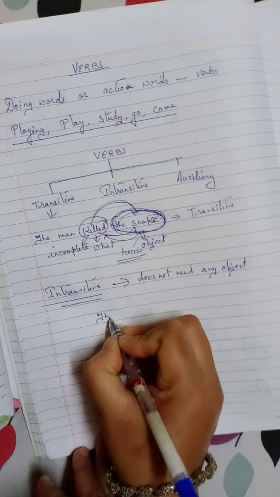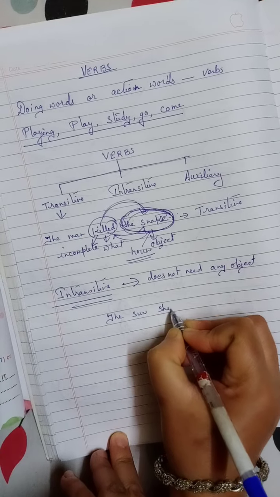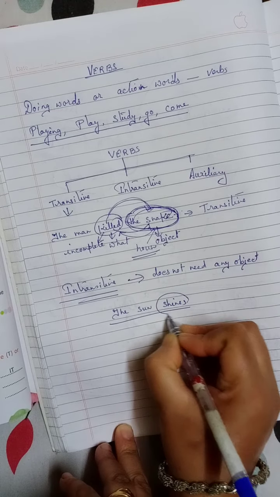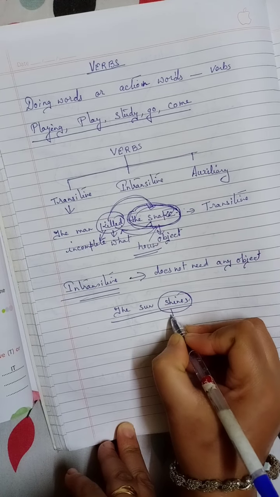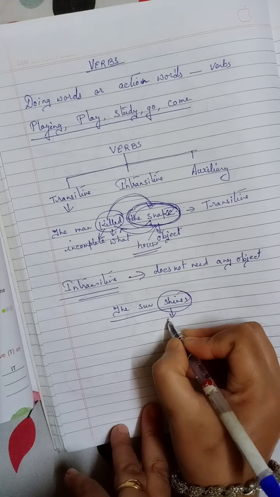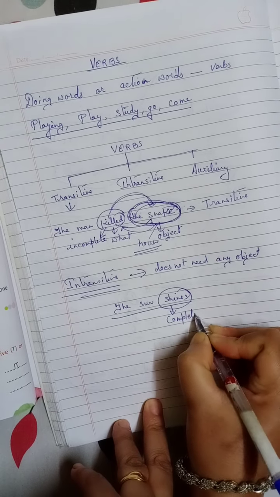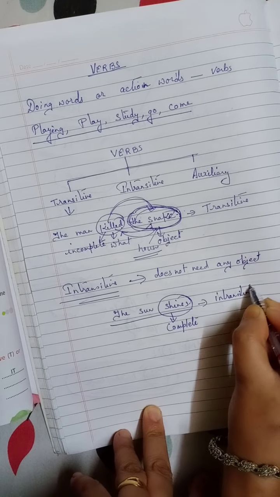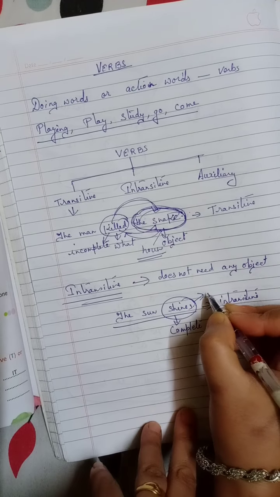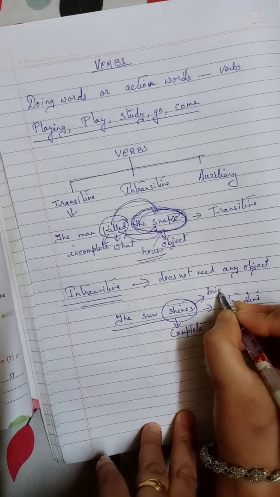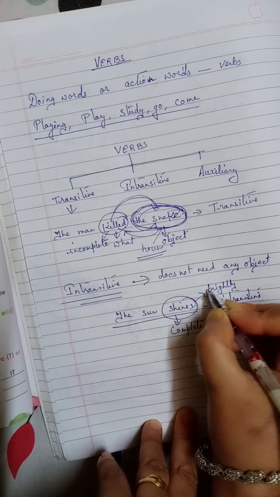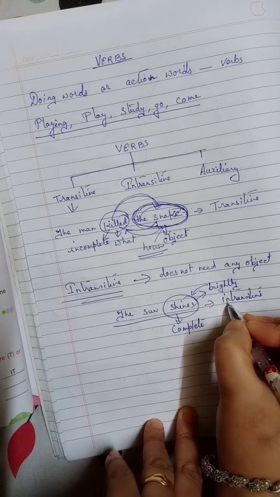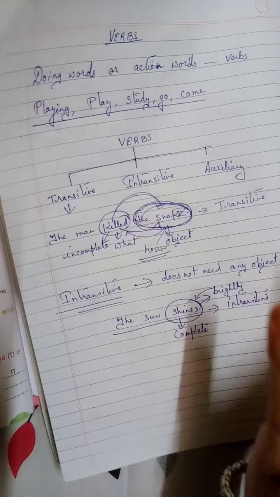I can say the sun shines. Now, the sun shines is a complete sentence. So shines is actually giving the complete sense. It is not an incomplete one. So we call it to be intransitive verb. Though it can add a qualifying word like the sun shines brightly. Now brightly is an adverb and not an object to the verb shines. So this is an intransitive verb which does not need any object.